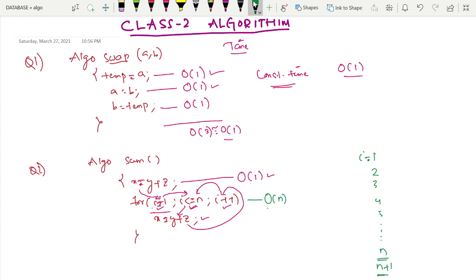Okay, so this takes order of n, and this statement also executes n times, so this also takes order of n. So we can add all these three, and we get order of 2n plus 1. In the first class I explained how to represent this 2n plus 1. So I can write it simply as order of n, because it is just adding some constant and multiplying by some constant, so we can represent this as order of n.